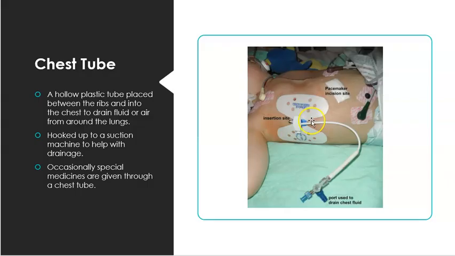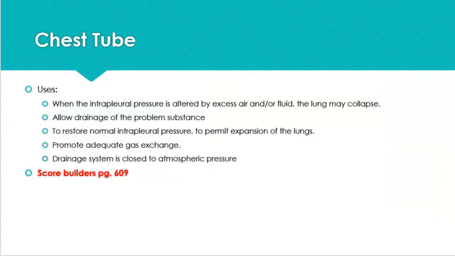My dad has had this before, where he had cirrhosis of the liver and all the fluid was draining into the lungs, and so they had to drain the fluid out through the chest tube so that he was able to breathe more efficiently. And it's pretty painful for them to get it inserted as well. So make sure you look at page 609 that describes everything for the chest tube.